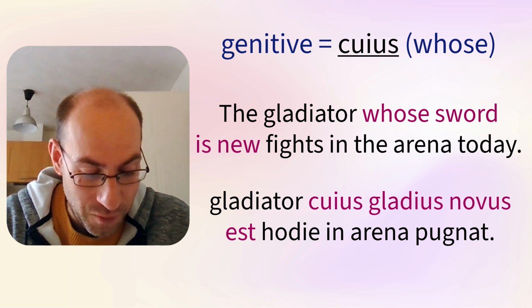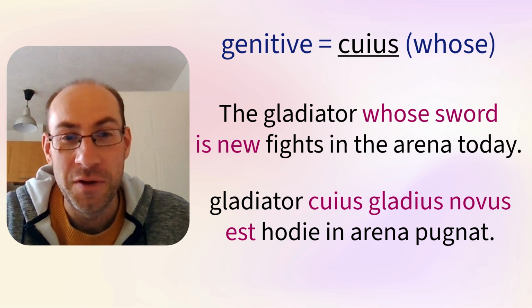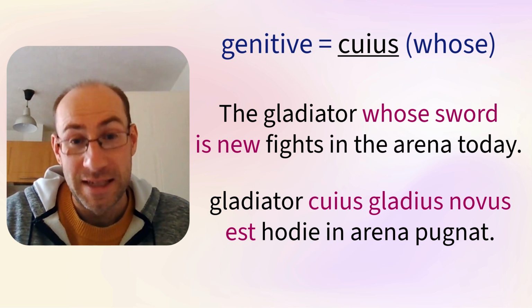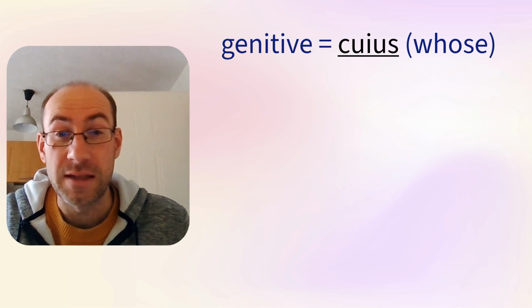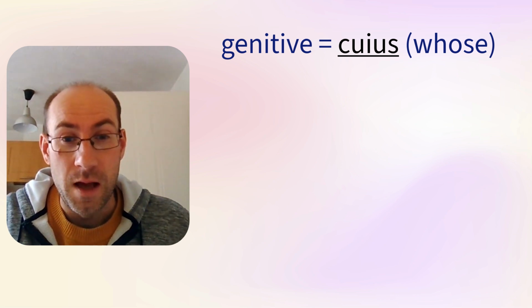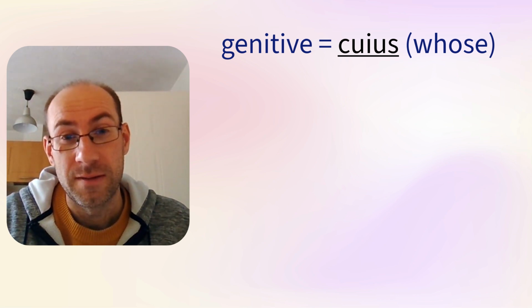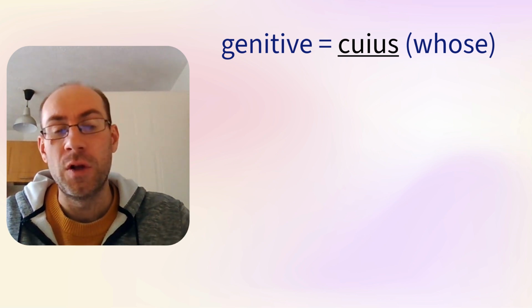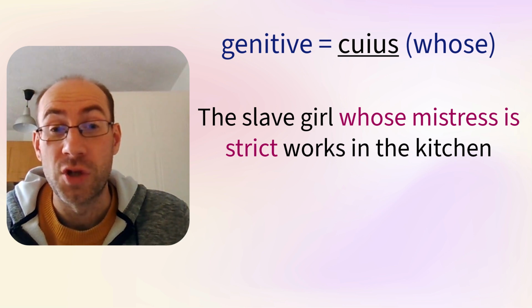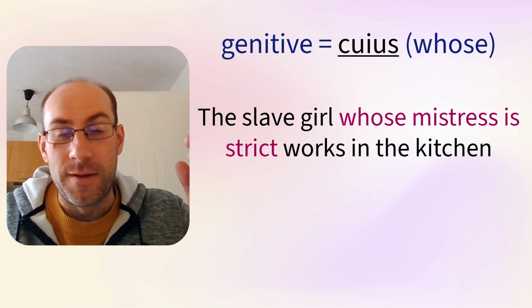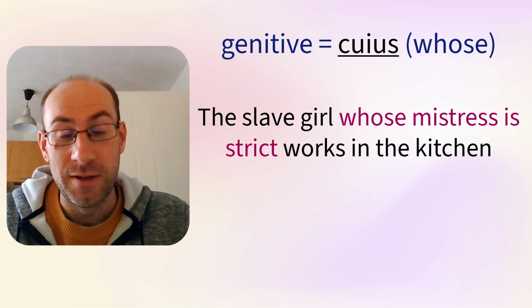Let's do one more with a genitive. What about the slave girl, the ancilla? The slave girl whose mistress is strict, think severe, works in the kitchen. The slave girl whose mistress is strict works in the kitchen. So main clause: the slave girl works in the kitchen.